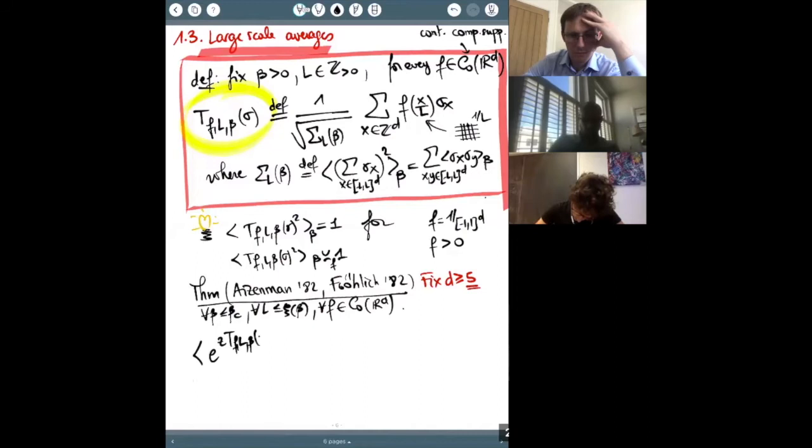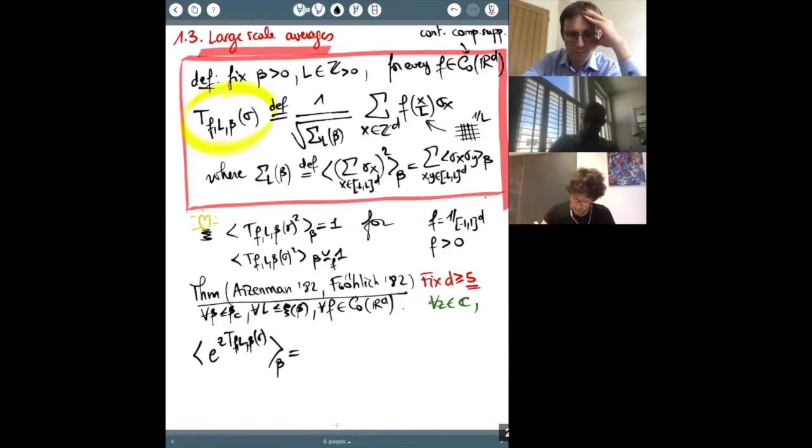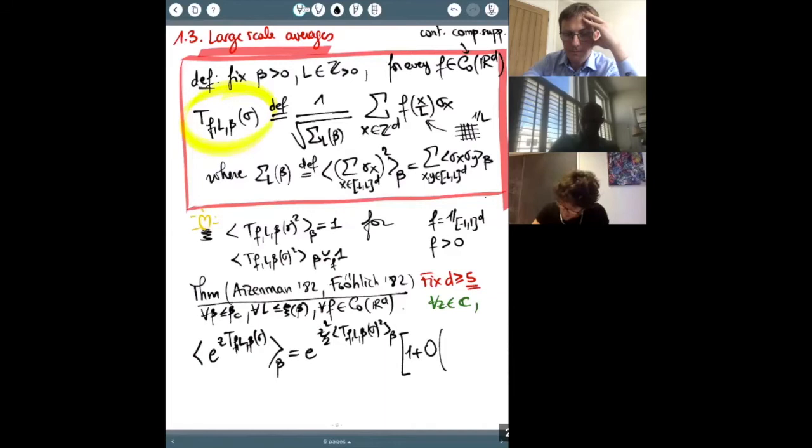Okay, so I look at this for beta. So I look at the average of e to the z, blah, blah, where z is, maybe let me write it like that, for every z belonging to c. And what they prove is that this is e to the z squared over 2 times the variance. Exactly what you would get if you had a Gaussian, except it's not exactly Gaussian, but it's close to being Gaussian in the sense that it's 1 plus big O of what? Of an error term. And it's not so important how this error term looks. The important thing is that it decays, and it decays like L to the d minus 4 here.